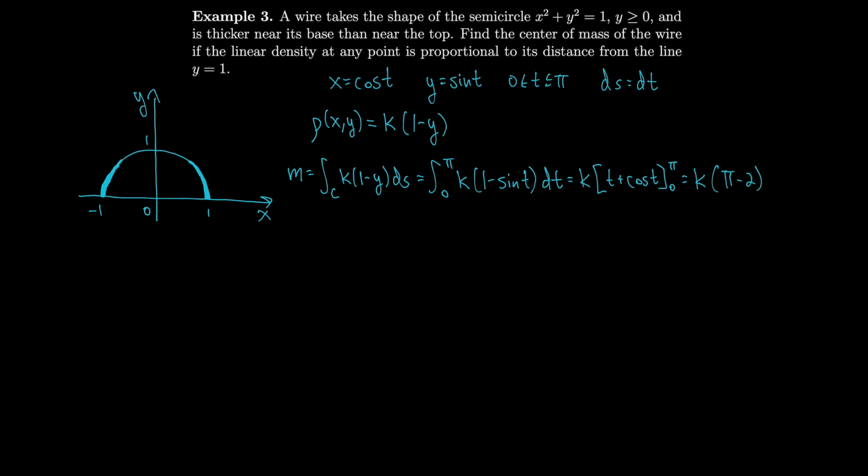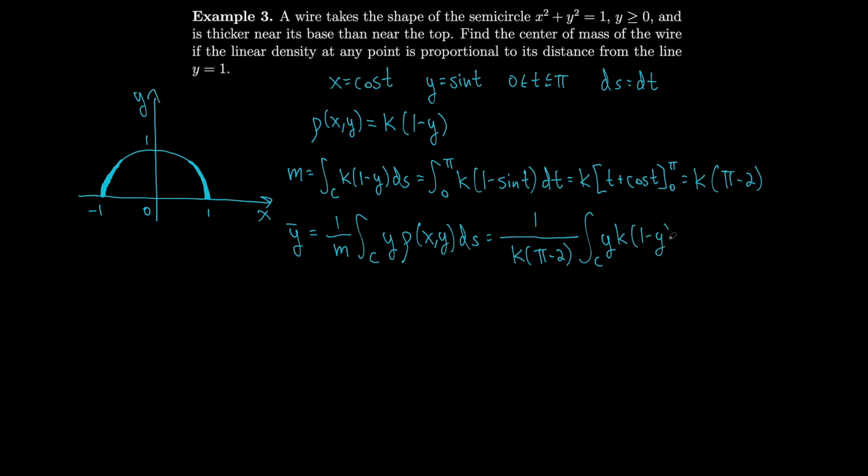So now let's get our y coordinate for our center of mass, y bar. So that'll be 1 over m times another line integral, but this time we have a y in there. And we do y times rho of x y ds, and we get 1 over k times pi minus 2 times the line integral of y times k times 1 minus y ds.